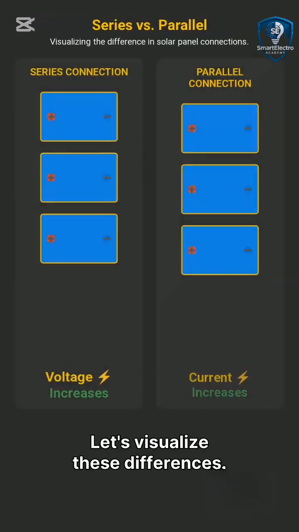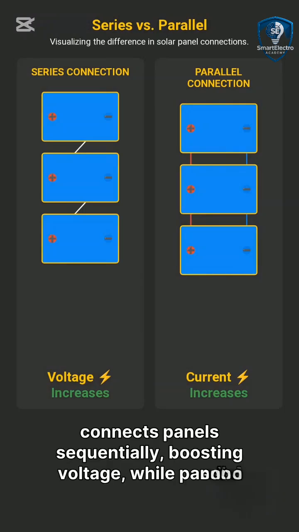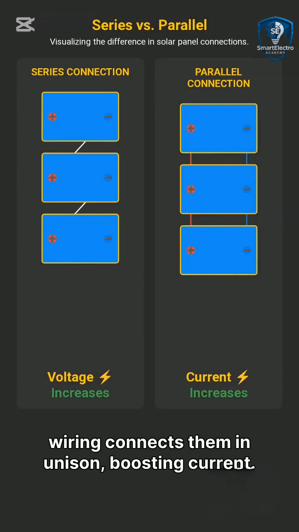Let's visualize these differences. Here, you can see how series wiring connects panels sequentially, boosting voltage, while parallel wiring connects them in unison, boosting current.